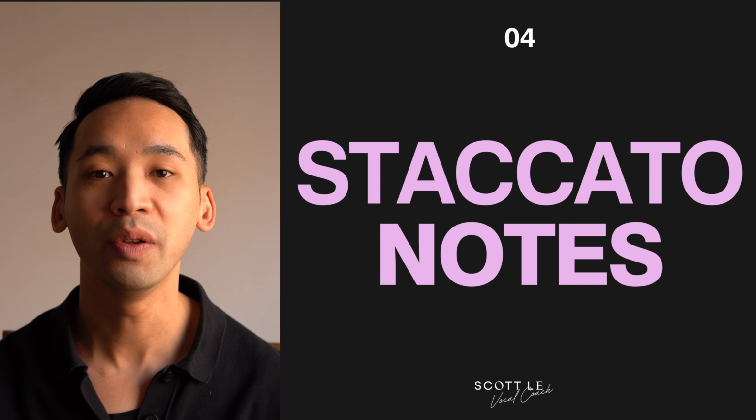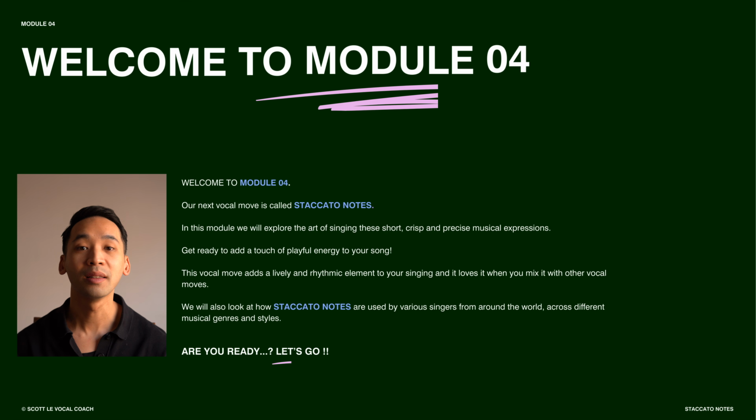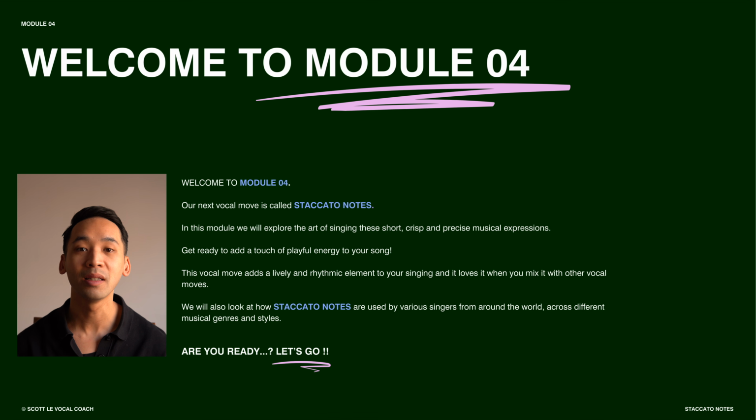Our next vocal move is called staccato notes. In this module, we're going to explore the art of singing short, crisp, and precise notes. I love this vocal move because it adds a touch of energy and playfulness to the singer's song. It adds a lively and rhythmic element to your song, and it loves it when you mix it with other vocal moves. We will look into its many varieties and how staccato notes are used by singers from around the world, across different musical genres from traditional to contemporary. It's a very versatile vocal maneuver, and I'm really excited for this one. Are you ready? Let's go.